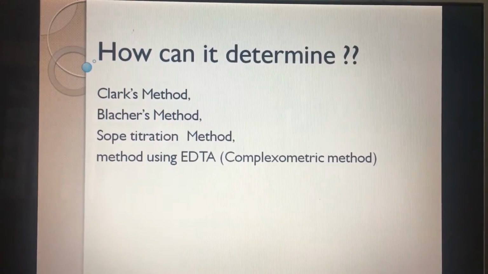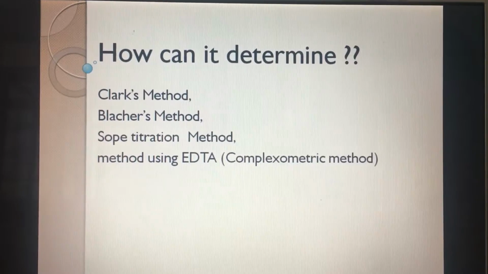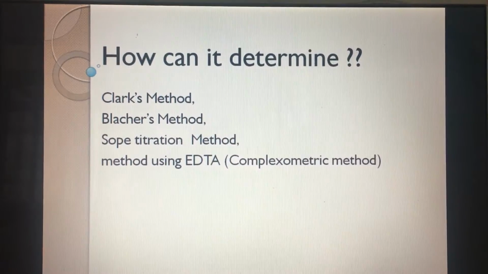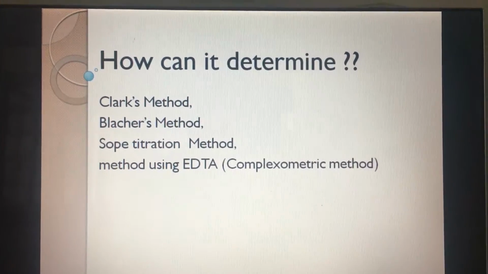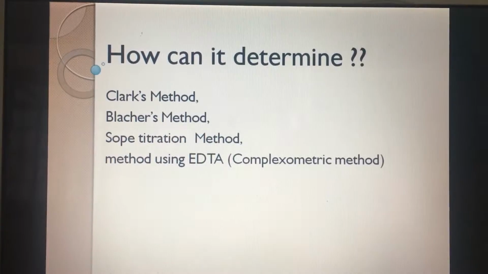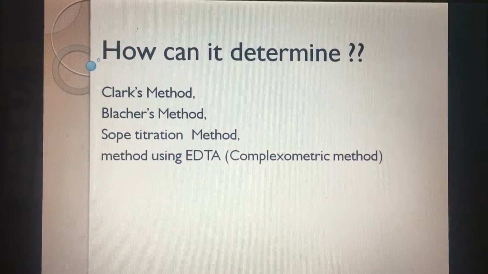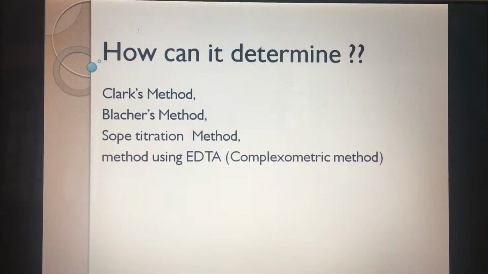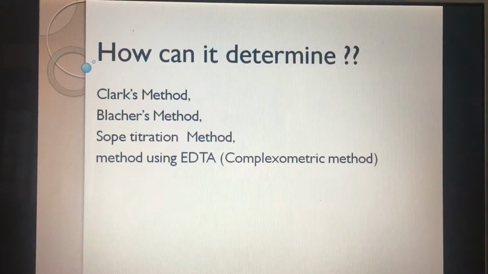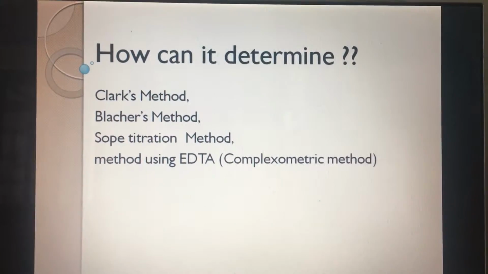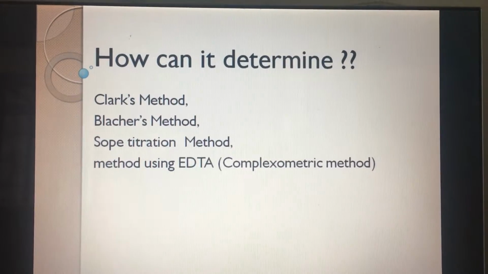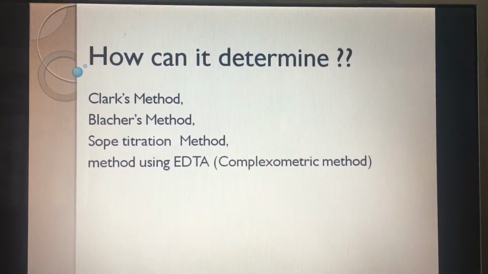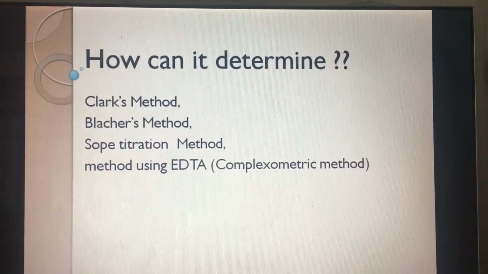So how can we determine it? Generally it can be determined by the soap titration method, Clark's method, and Blacher's method. In the normal laboratory, according to your syllabus, you have the EDTA determination method using Eriochrome Black T indicator. It is also known as the complexometric method, because the metal present in the water reacts with EDTA and produces a calcium EDTA complex. This is identified by the EBT indicator color change from wine red to blue.